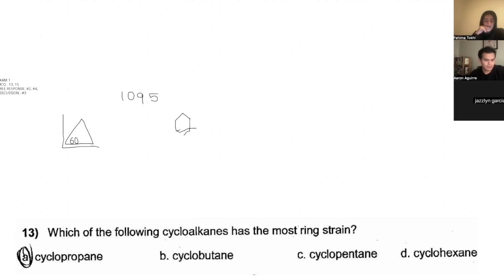Because cyclopropane has 60 degrees, cyclobutane is 90 degrees. I forget cyclopentane, but that would be the second closest if we were to be asked to rank them. But you most likely won't have to. I think there was a question on that too, on the quiz. Something similar.